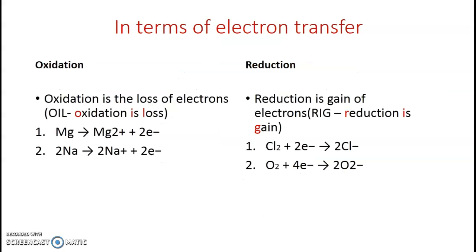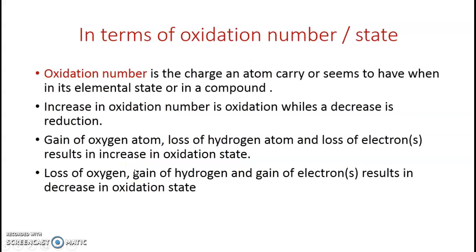Now let's look at it in terms of electron transfer. In terms of electron transfer, when a species loses an electron, it becomes oxidized. So we are using the acronym OIL: oxidation is loss. Then when a species gains electrons, that is considered to be reduction. So reduction is gain. The gaining of electrons constitutes reduction, and the loss of electrons constitutes oxidation.